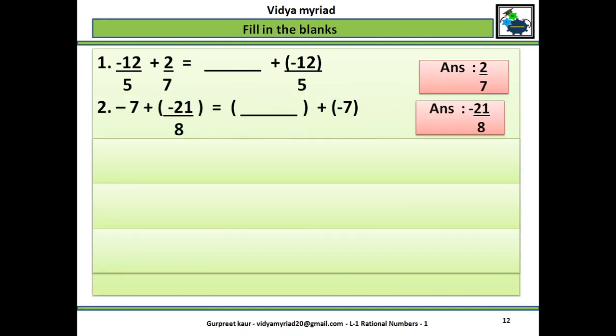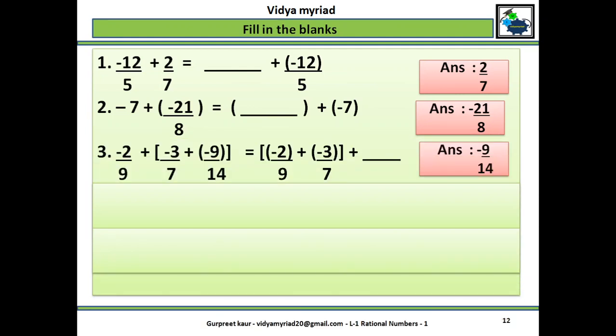Next, minus 7 plus minus 21 upon 8 is equal to dash plus minus 7. Again, look towards right and left. You have minus 7 on both the sides. What is not there? Minus 21 upon 8.